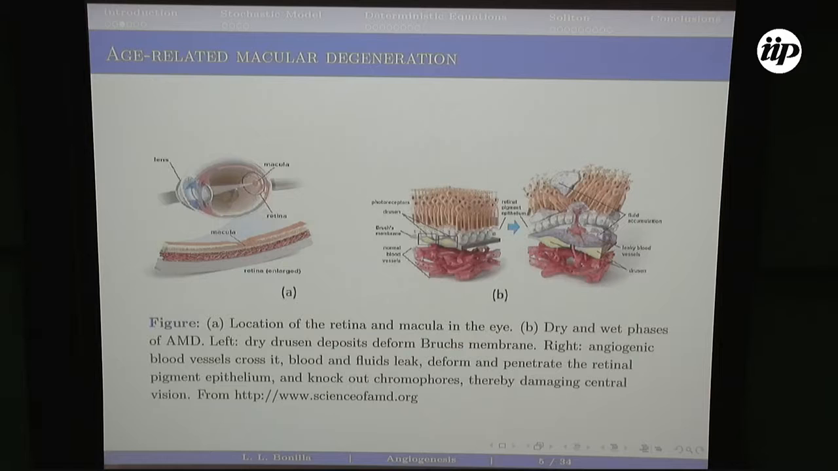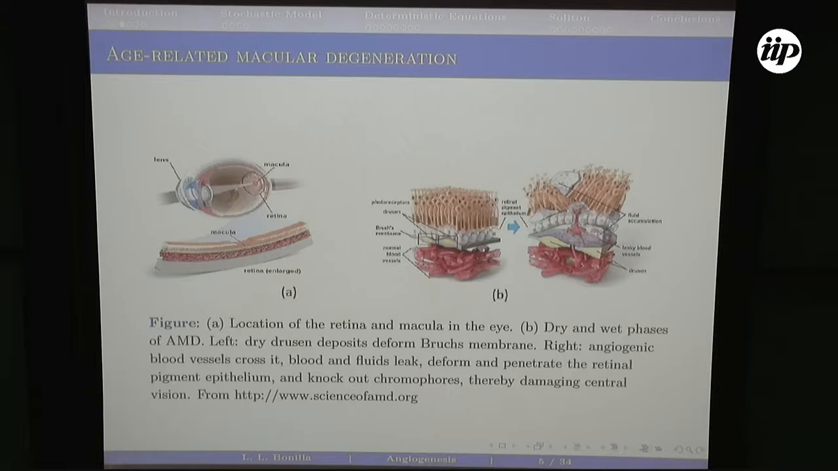This is an example of what happens when you have imbalances. For instance, this is a disease called age-related macular degeneration that happens to older people. So you see here the eye, the retina is back here, and there is the macula, which is where the images are formed. Now, this macula has some vascularization underneath here, and then some layers and a membrane called the Bruch membrane. Turns out this disease has two phases. One of them is the forming of this kind of trash here that buckles the Bruch membrane.